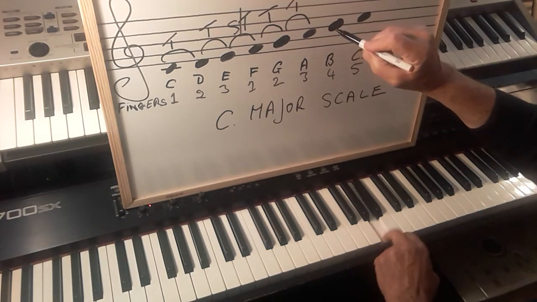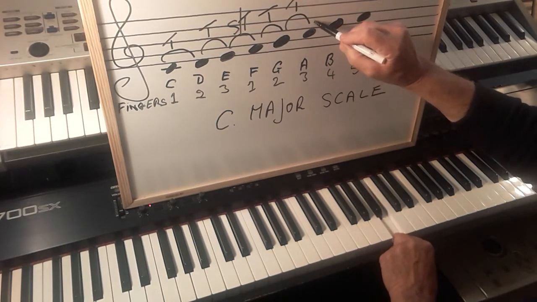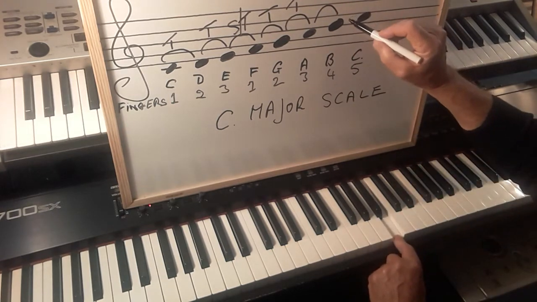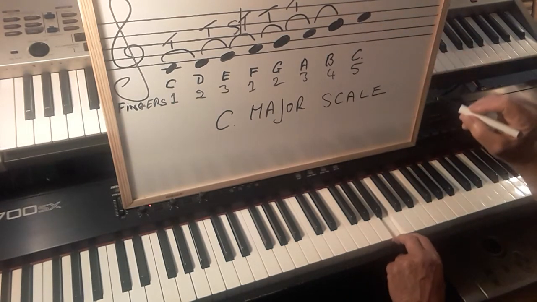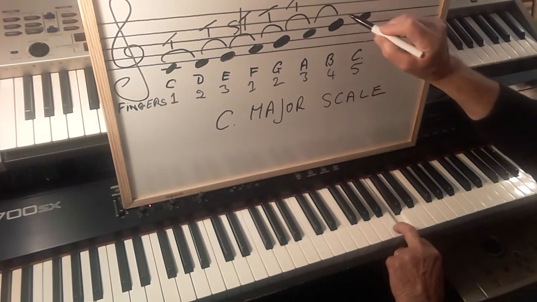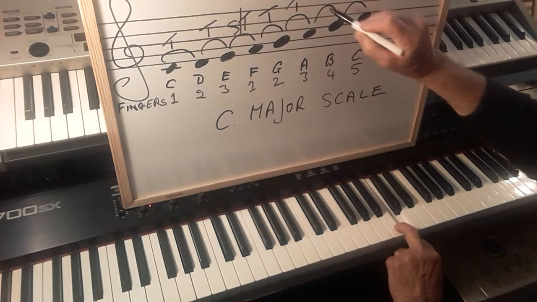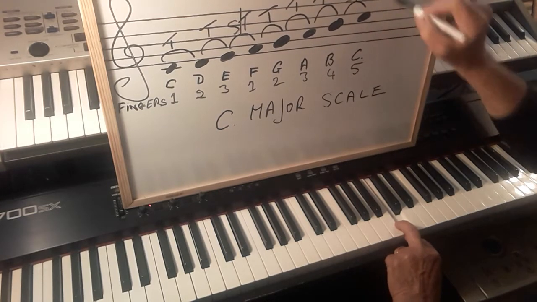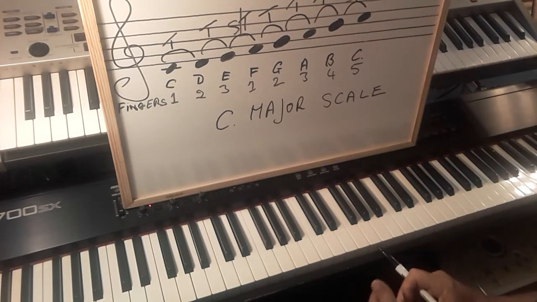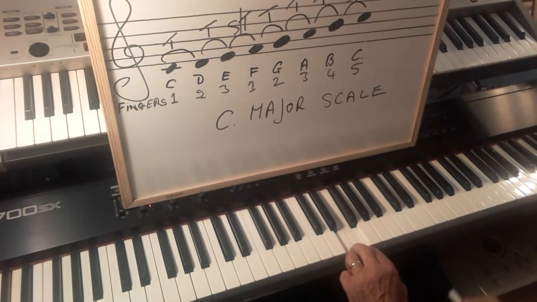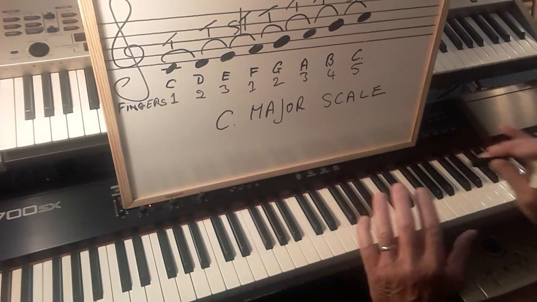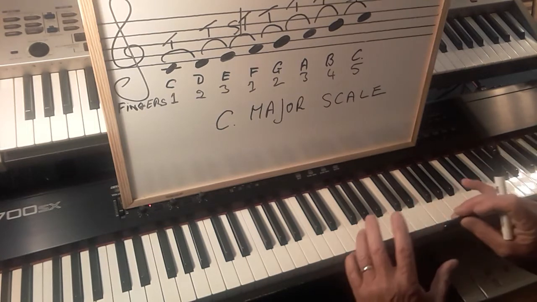And then from A to B is a tone. And then from B to C is a semitone. So that's a tone, that's a semitone. Okay, now that's the structure. It's tone, tone, semitone, tone, tone, tone, semitone. Now that's the structure for a major scale.